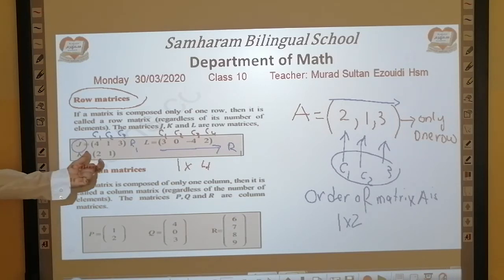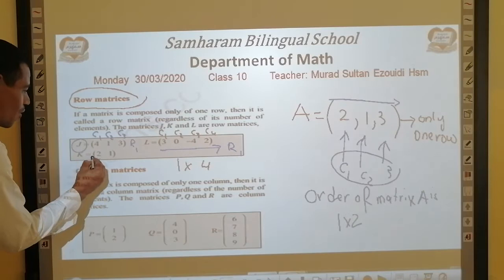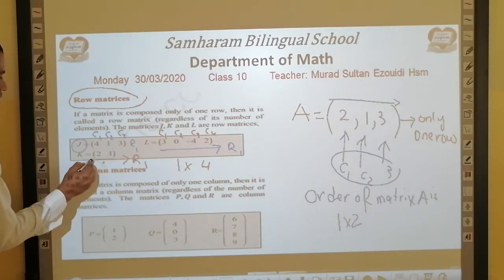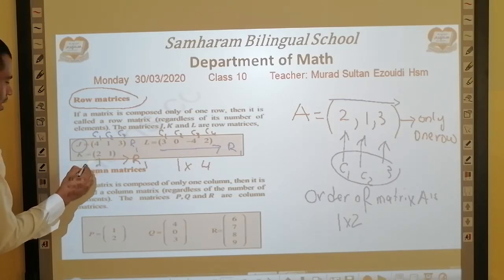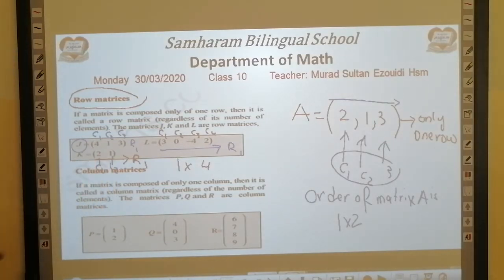Then K is 2, 1, also. This is a matrix consisting of only one row. And how many columns? This is C1, and this one is C2. So the order of this matrix is what? It is 1 by 2.